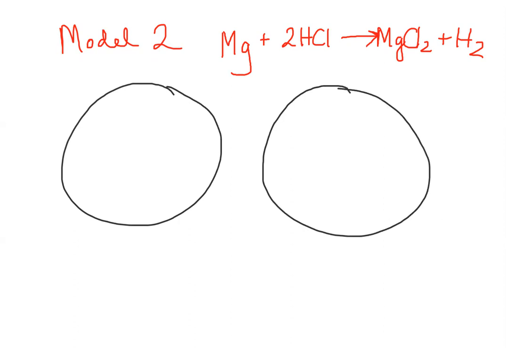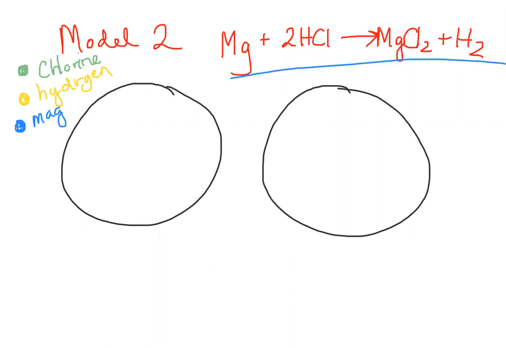And they're telling you up here, I'll try to do this. I don't have purple, but green is going to be chlorine, and yellow is going to be hydrogen. And I'll use blue because I don't have purple. Blue or purple for you is going to be magnesium. Okay, those are the 3 things we have in this equation right here.